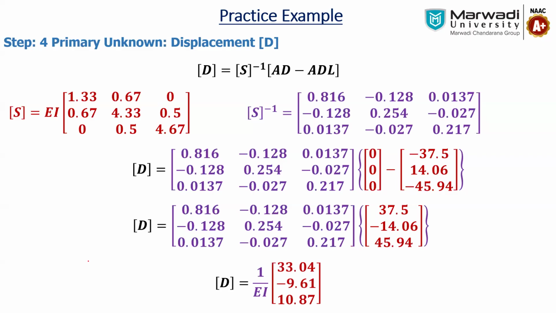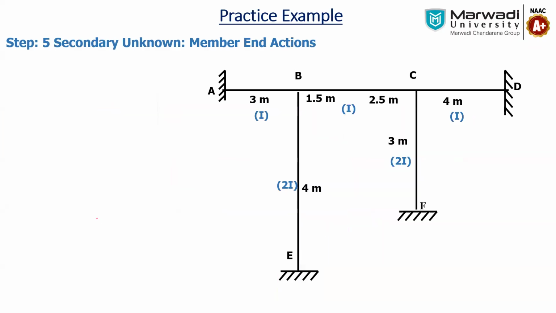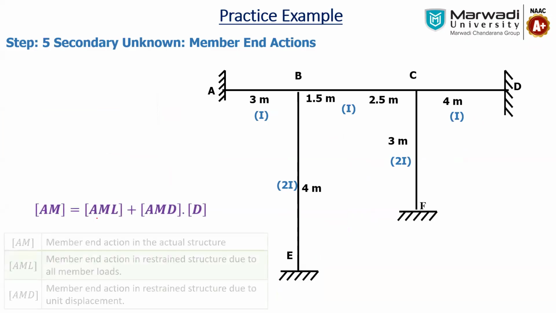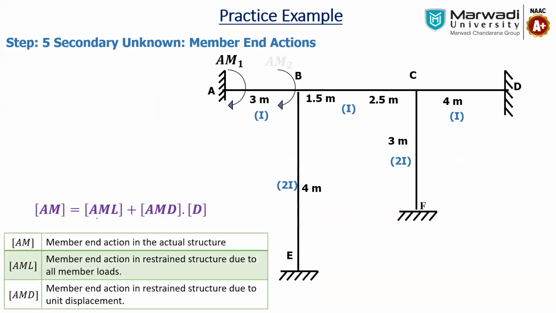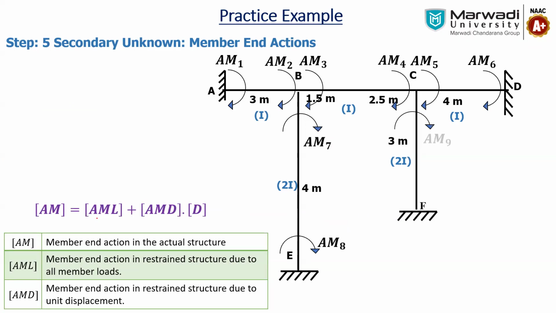So what is the indicator of the minus sign? The rotation at B, which we assumed to be in the clockwise direction, is actually in the anti-clockwise direction. Now we have to use this displacement to find the secondary unknowns, that is, the bending moments. As we have to find the member actions, we will consider all moments in the clockwise direction, AM1, 2, 3, 4, 5, 6, 7, 8, 9, and 10. As there are five members, in each member we have to consider two moments. So we have a total of 10 rows, and we have to find three vectors, AM, AML, and AMD.